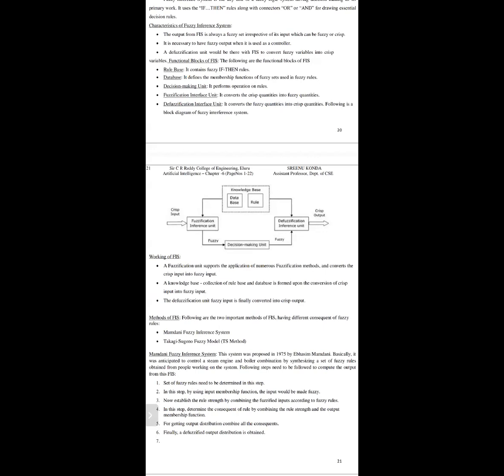Next one is the defuzzification interface unit. This DIU, that is the defuzzification interface unit, converts the fuzzy quantities into crisp quantities. That means crisp to fuzzy by fuzzification, fuzzy to crisp by defuzzification. So the following is the block diagram for the fuzzy inference system.